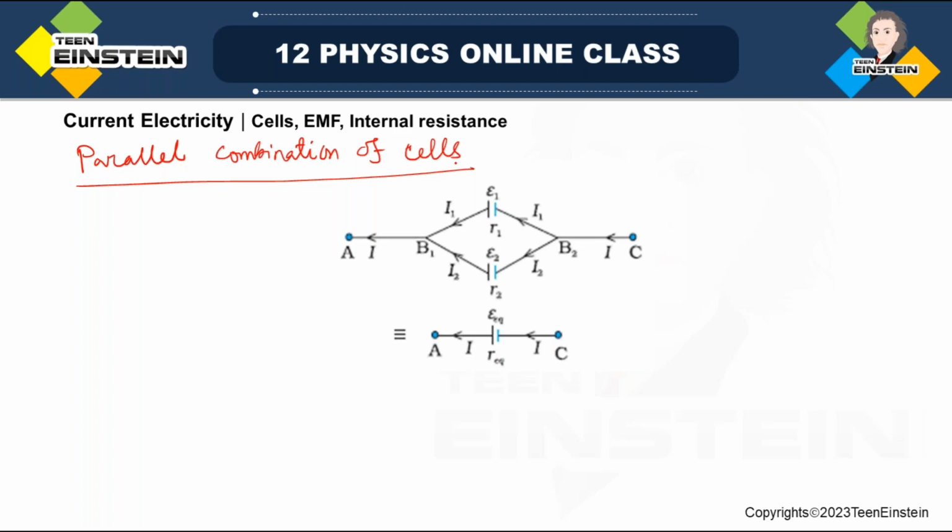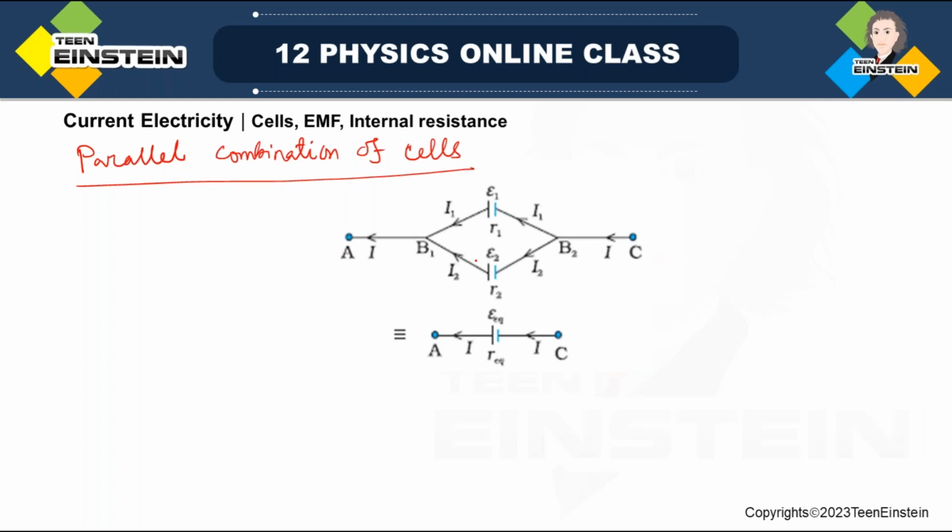So see the figure: when the like electrodes are connected to a single terminal, and the other electrodes are connected together to some other terminal, then the cells are said to be connected in a parallel combination. Now in this case we have to find out the equivalent EMF for this combination.